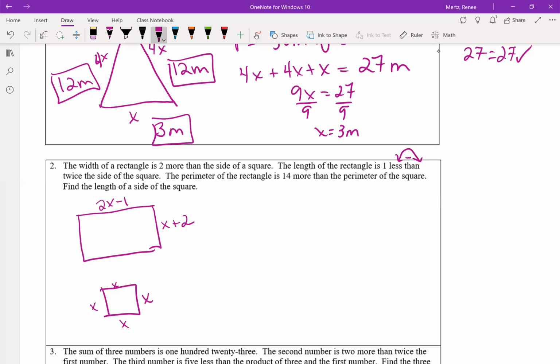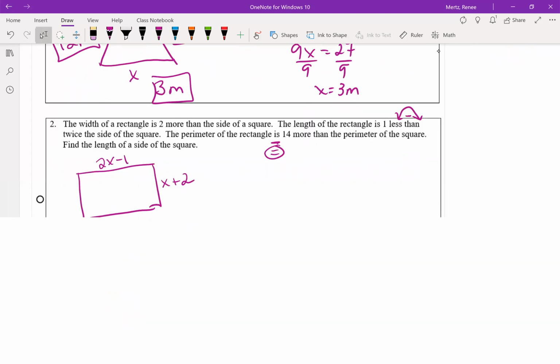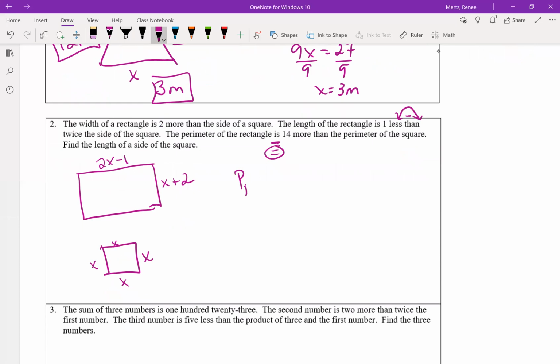The perimeter of the rectangle is my equal. The perimeter of a rectangle is 14 more than the perimeter of the square. So for my verbal plan, it will be perimeter of the rectangle is 14 more than the perimeter of the square. For the perimeter of the rectangle, we have to add the sum of sides. We have 4 sides.